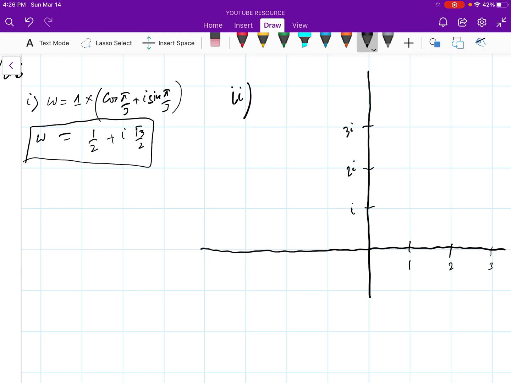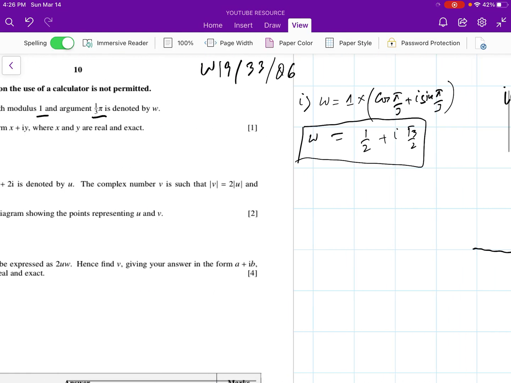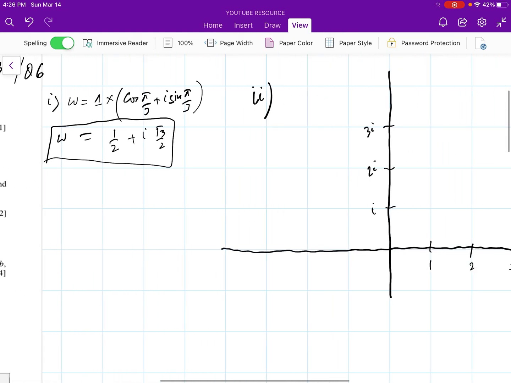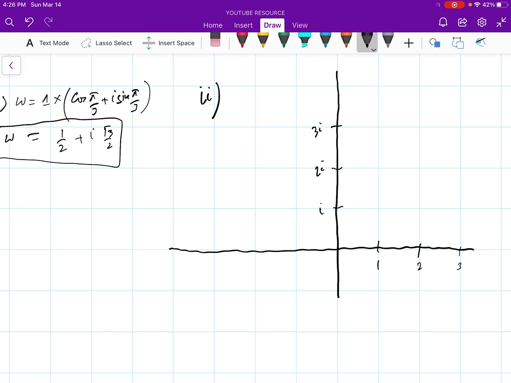So the first number is u, which is 1 plus 2i. We count 1 on the real axis and 2 on the imaginary axis. This is the place where you have to mark u. This is the point u.